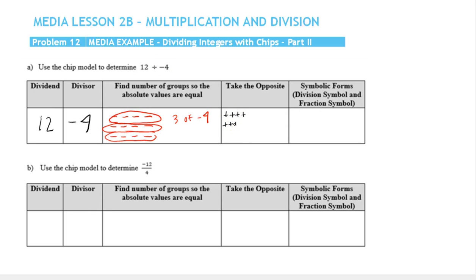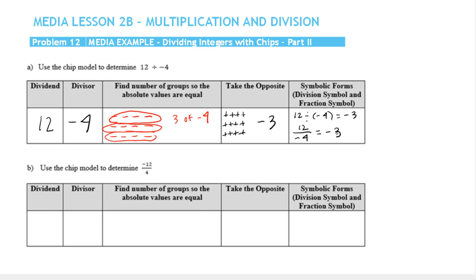So now I take the opposite of all of these chips, and since I took the opposite of the chips, I take the opposite of the number of groups. So we have -3 groups of -4 give us 12. Okay, so let's write our forms. 12 divided by -4 equals -3, or 12 over -4 equals -3.